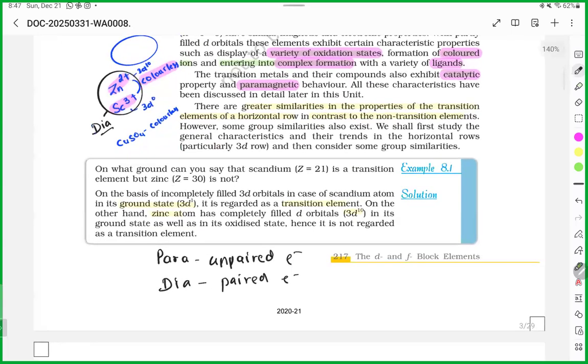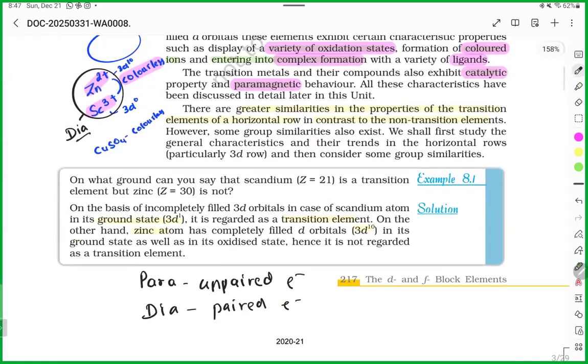Why is scandium a transition element? Because of its incomplete d subshell. Why is zinc not? Its d subshell is complete. Then, guys, if you understood this, the majority of the properties are done because the basics are done. You will face difficulty in ionization enthalpy that we need to do, but the majority of the basic part is done.